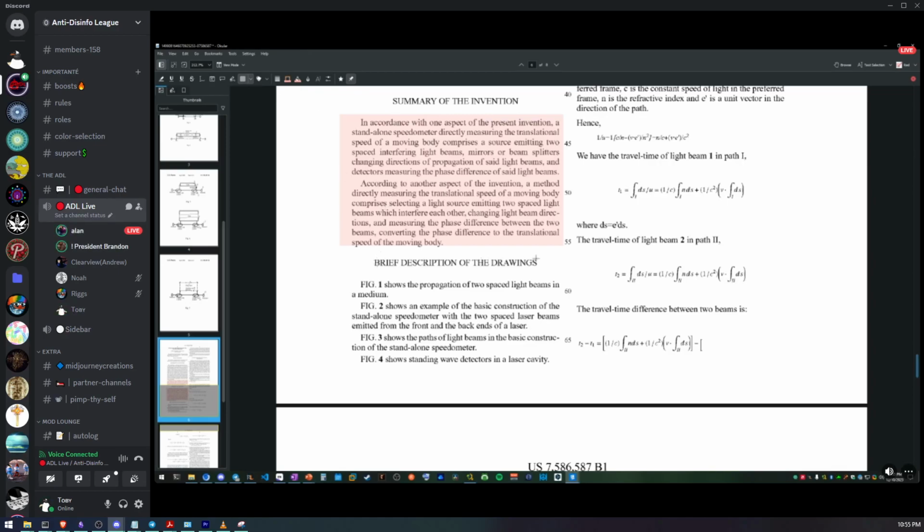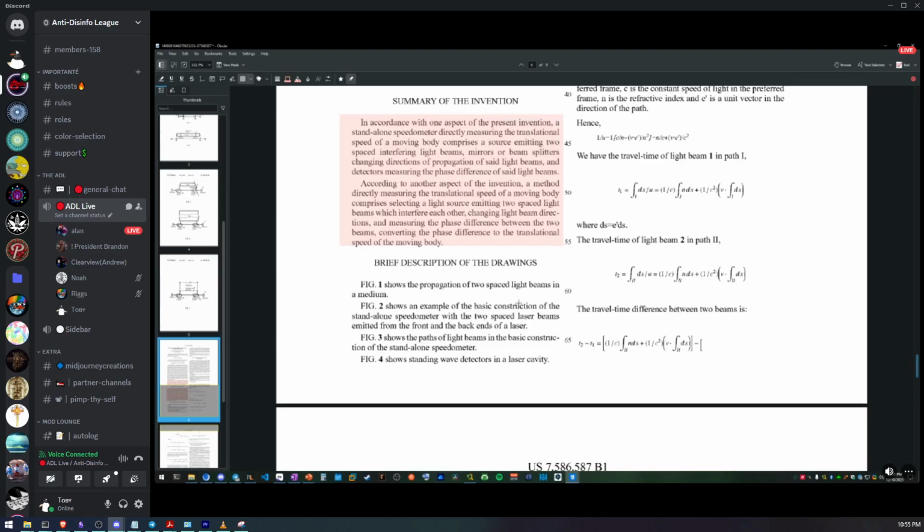So a brief description of the drawings. Figure 1, the propagation of the two spaced beams in a medium. Figure 2 shows an example of the basic construction of the standalone speedometer with two spaced laser beams emitted from the front and back ends of the laser. So it is two beams.